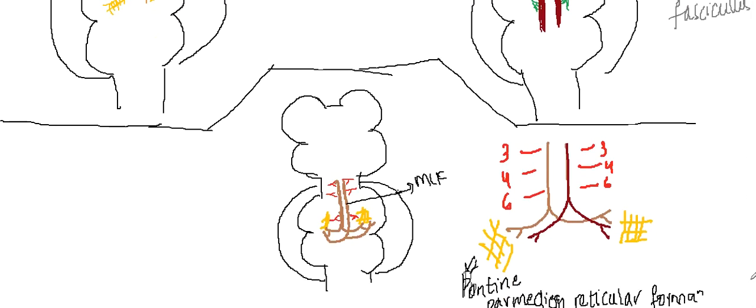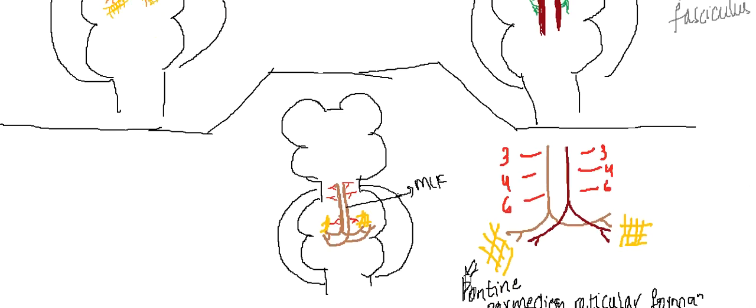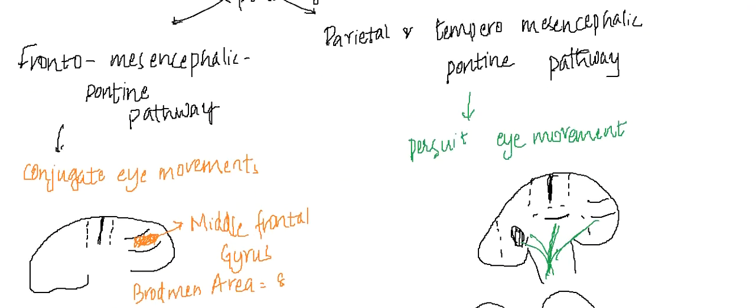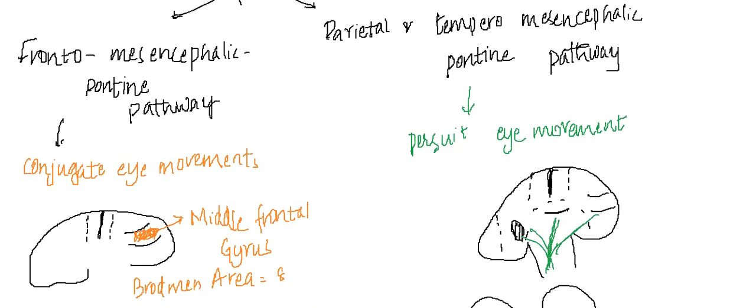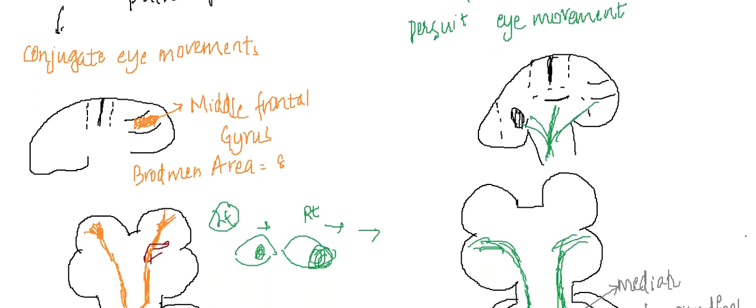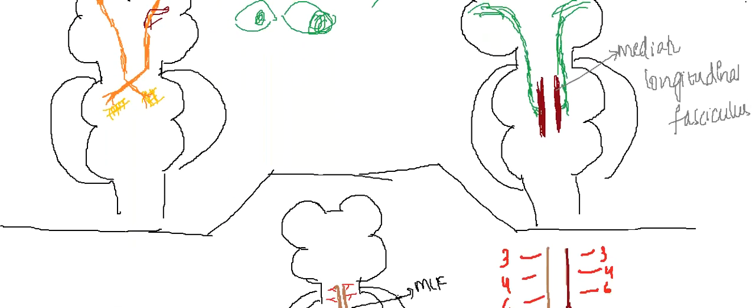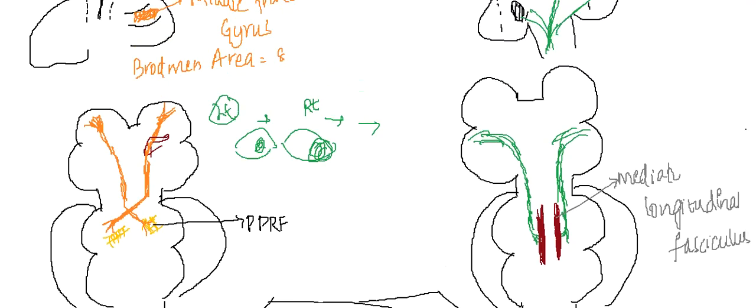So this is about the upper motor neuron pathways of the third nerve. They are of two types: the fronto-mesencephalic pontine pathway and the parieto-temporal mesencephalic pathway. In the fronto-mesencephalic pontine pathway, it is connected to the pontine paramedian reticular formation, whereas here it is connected to the medial longitudinal fasciculus.